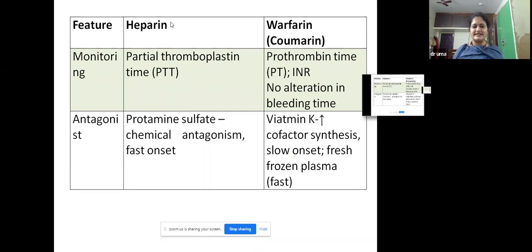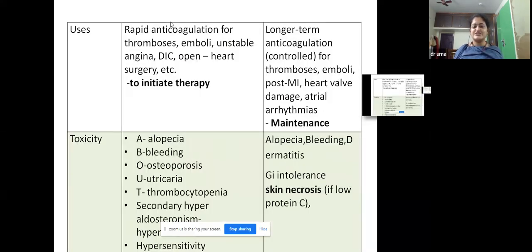Heparin antagonism is by protamine sulfate. For warfarin, for fast action, fresh frozen plasma is given. For slow onset, vitamin K. Vitamin K is the antidote for warfarin. Uses: heparin is used to initiate therapy, but warfarin for the maintenance. Same for the anticoagulation of thrombosis, emboli, unstable angina, and the like.